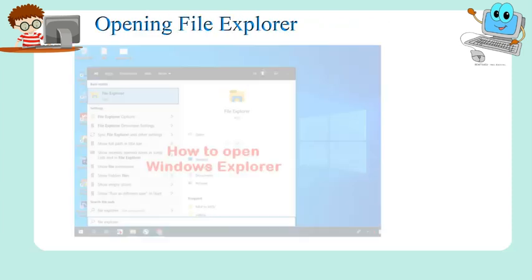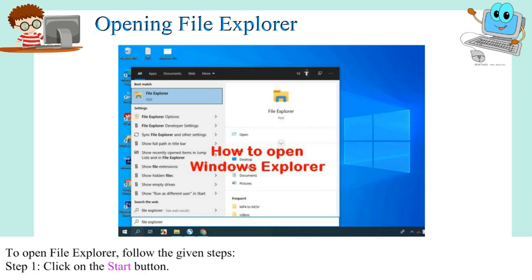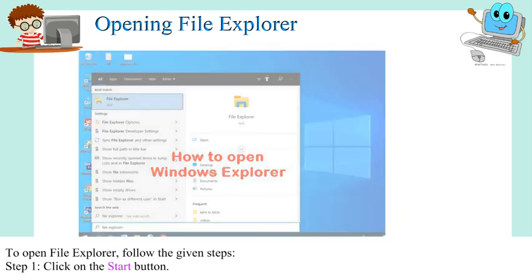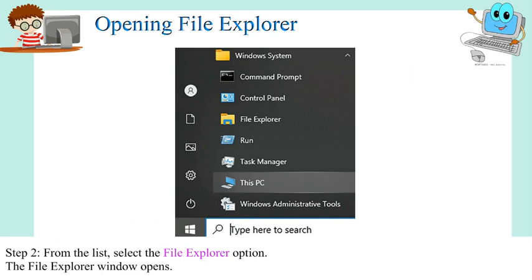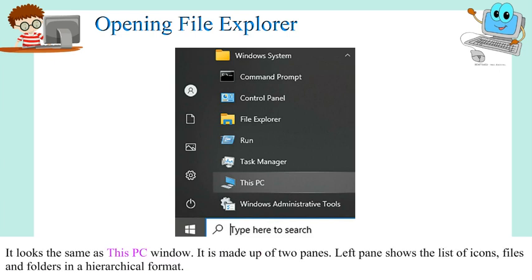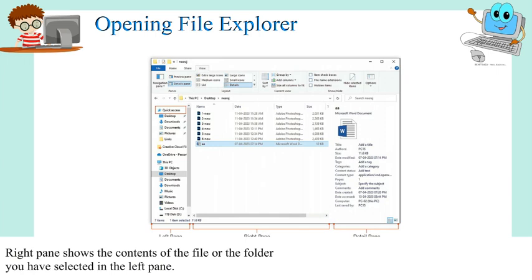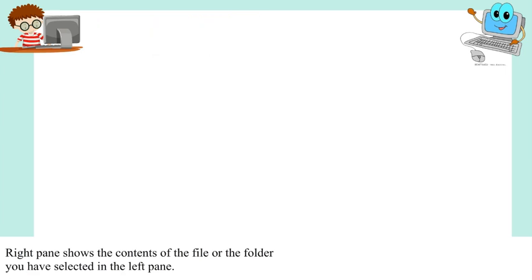Opening File Explorer. To open File Explorer, follow the given steps. Step 1. Click on the Start button. Step 2. From the list, select the File Explorer option. The File Explorer window opens. It looks the same as the This PC window. It is made up of two panes. The left pane shows the list of icons, files and folders in a hierarchical format. The right pane shows the contents of the file or the folder you have selected in the left pane.